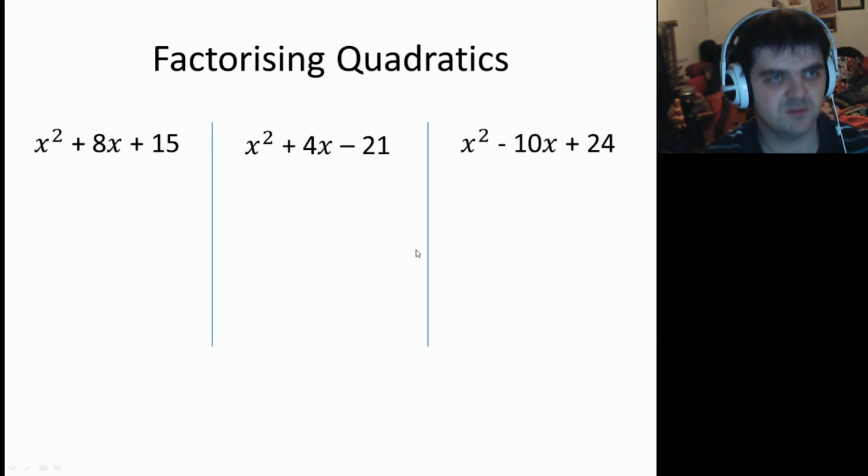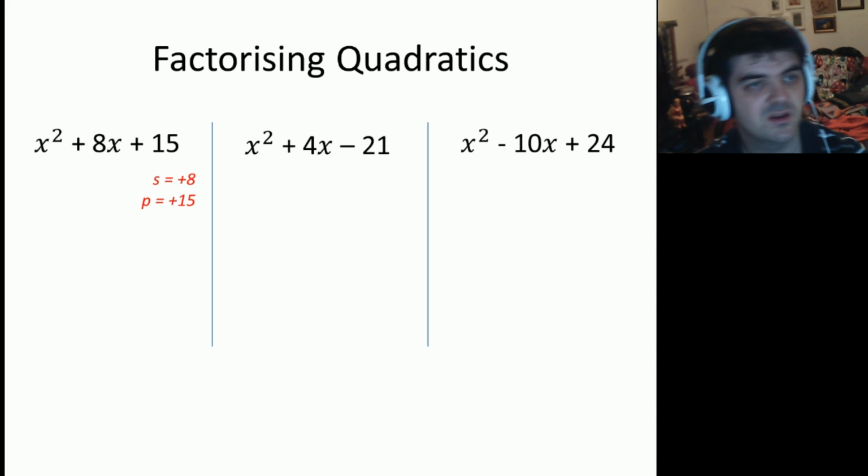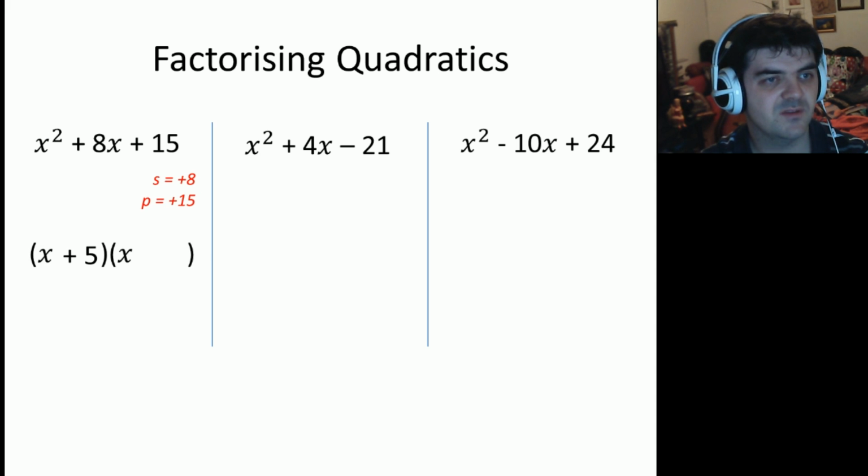If I look at the next ones, here's 3 to try. If you know what you're doing, happy days. But we've got two numbers that multiply together to give us 15 and add together to give us 8. Well, the factors of 15 are 15 and 1, 3 and 5, and sure enough, 3 and 5 are the ones, and we get x plus 5 and x plus 3.